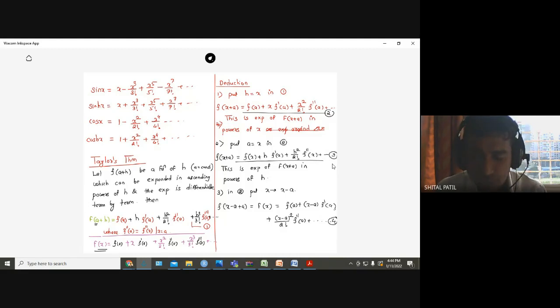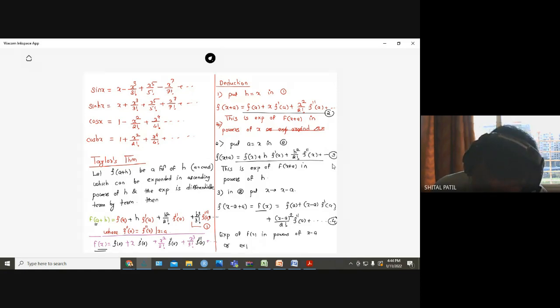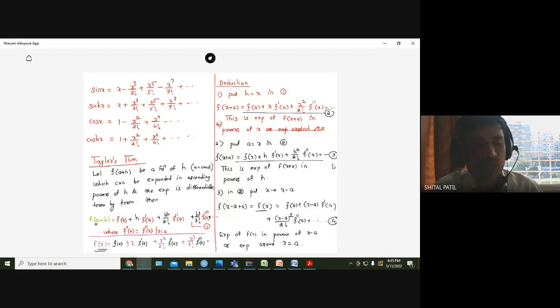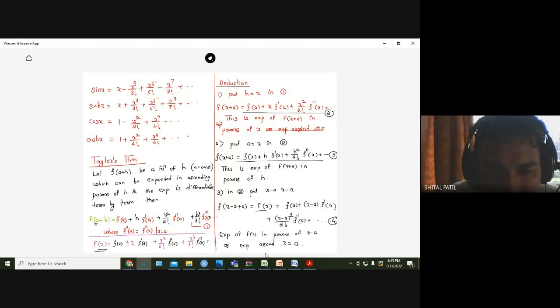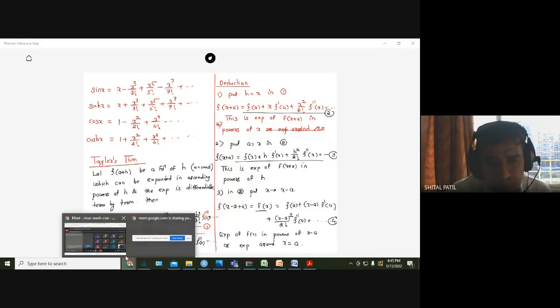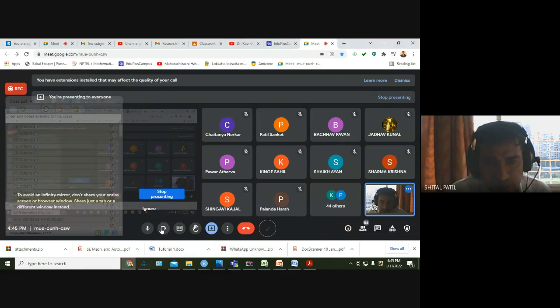Okay, this is the expansion of f of x in powers of x minus a, or the expansion around x equal to a. I will come within 2 minutes. Give me 2 minutes. Till that time you can have tea.